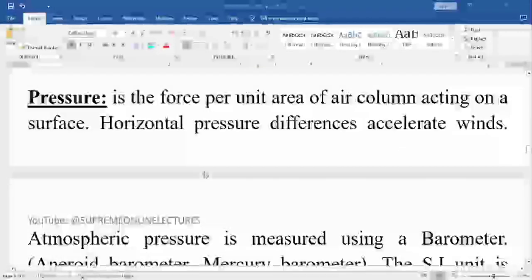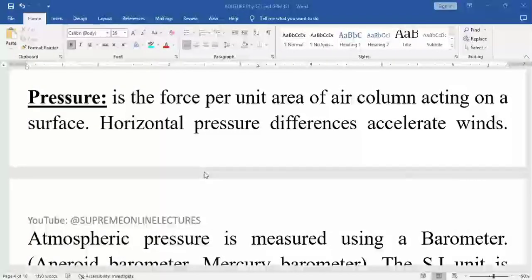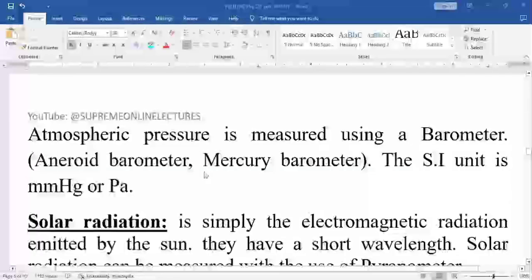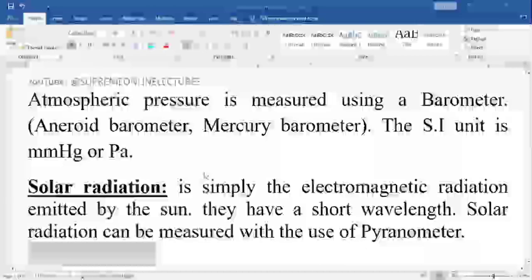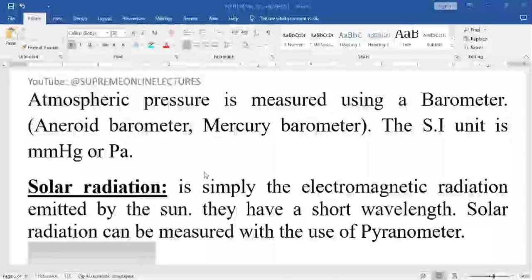The next parameter is pressure. What is pressure? Simply the force per unit area acting on the surface. So we use the instrument called the barometer to measure atmospheric pressure. You can use the aneroid barometer. You can use the mercury barometer. And their units are in millimeters of mercury or pascals.